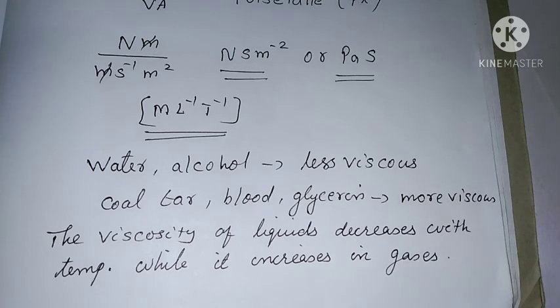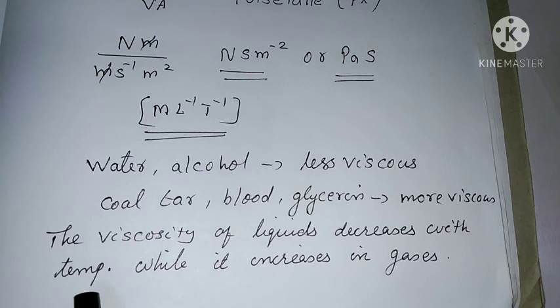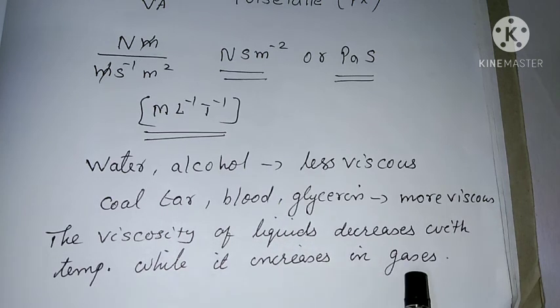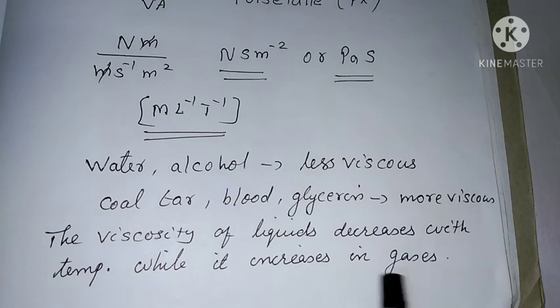And one more point about this viscosity. The viscosity of liquids decreases with the temperature. That is, when you heat the liquid, viscosity decreases. That is, the friction between the layers decreases. But in the case of gases, it increases. So when you increase the temperature of the gases, the friction between the layers increases. So viscosity of liquids decreases with the temperature while it increases in the case of gases. Clear?